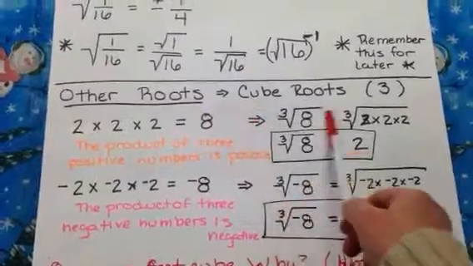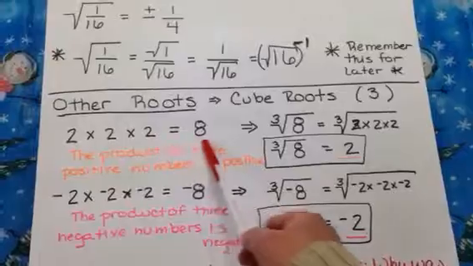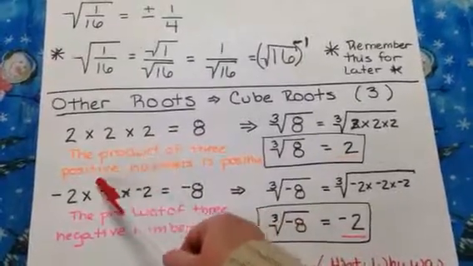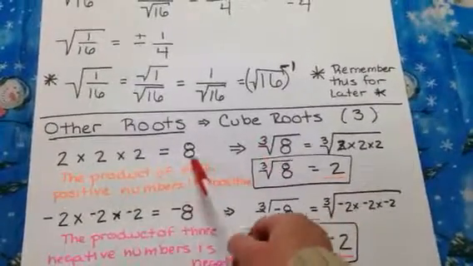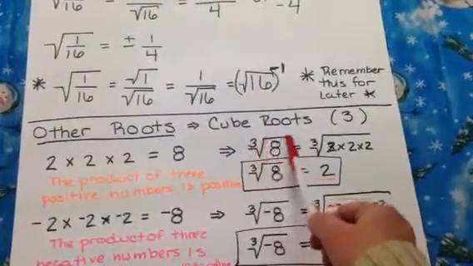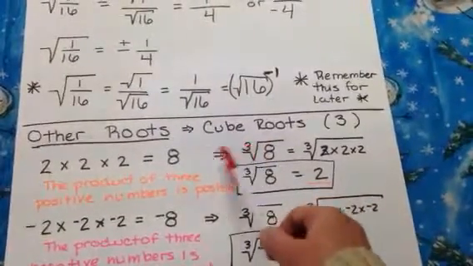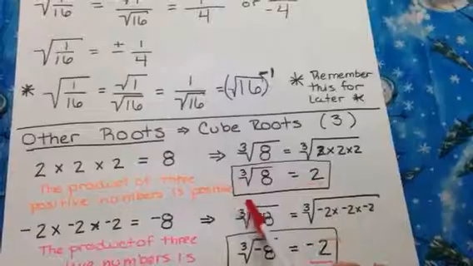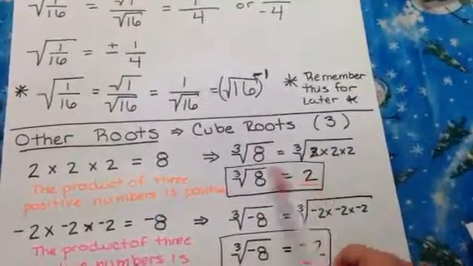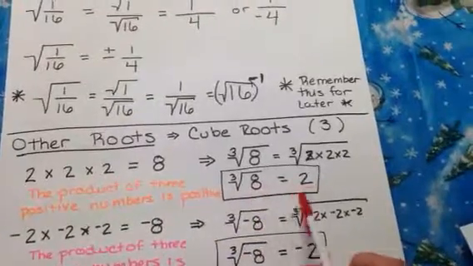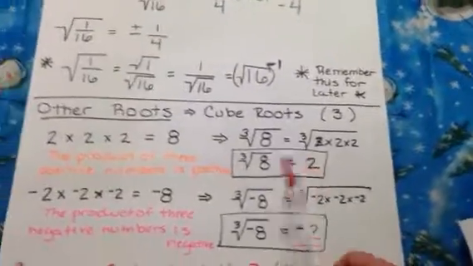Now, other roots. We can also have cube roots. That means that we're multiplying by 3. And 2 times 2 times 2, well, that's going to equal 8. Remember, the product of 3 positive numbers is positive. So if I wanted to go in reverse here, I would write the same symbol, but I would write a 3 here, indicating this means cube root. So the cube root of 8 has to be 2 times 2 times 2. So the cube root is 2. Product of 3 positive numbers is positive. So this is cube root of positive 8 is a positive 2.